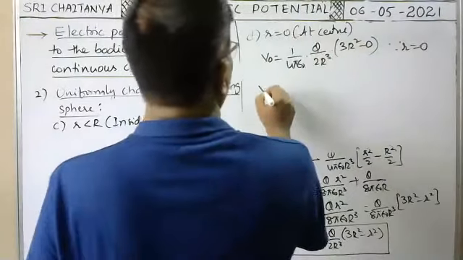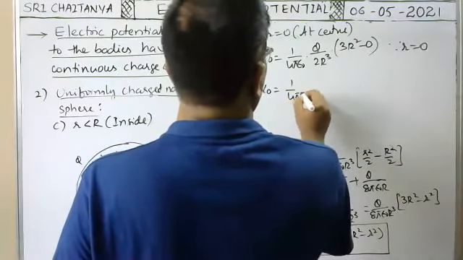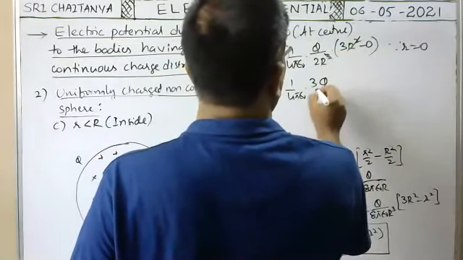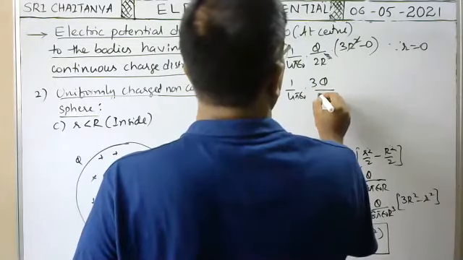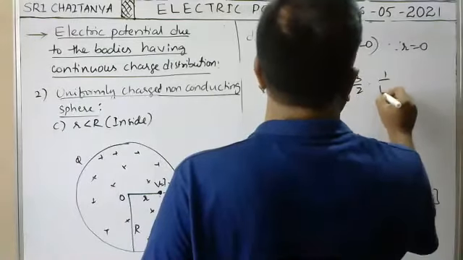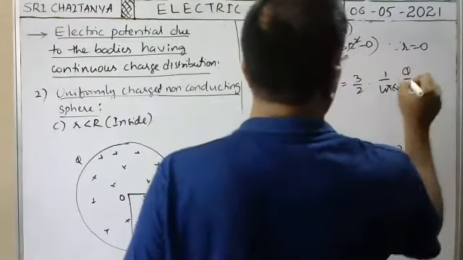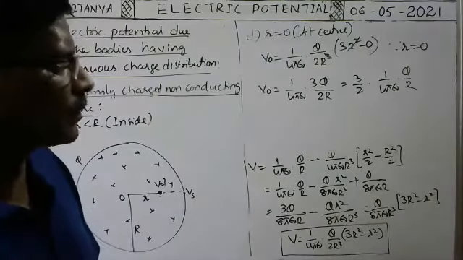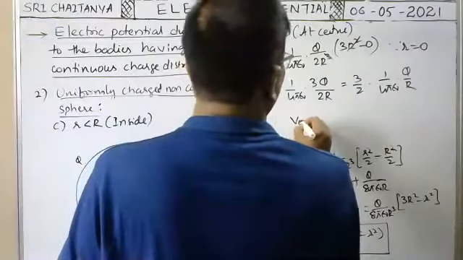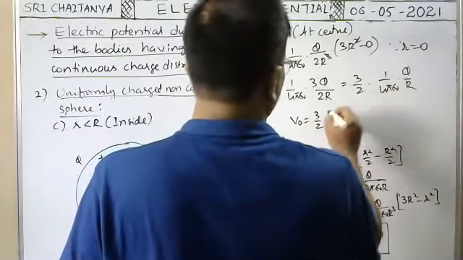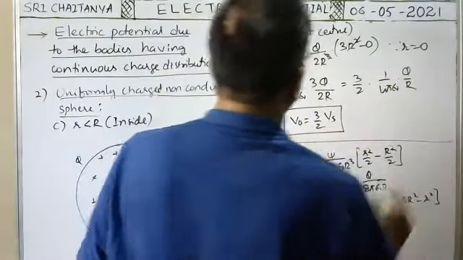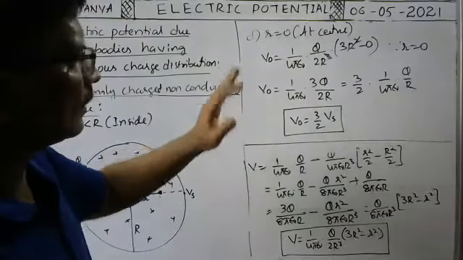Okay, so V naught is equal to 1 by 4 pi epsilon naught into R square, R cube cancel, so 3 by 2R. This is equal to 3 by 2 into 1 by 4 pi epsilon naught into q by R. We can write now, 1 by 4 pi epsilon naught q by R means that is the potential on the surface of the charged non-conducting sphere. That's why V naught is equal to 3 by 2 into potential on the surface of the sphere, in case of non-conducting sphere. So this is the potential at the center of the charged non-conducting sphere.